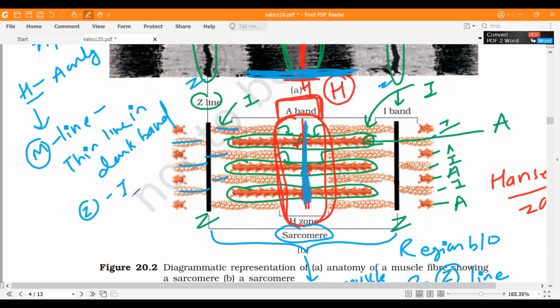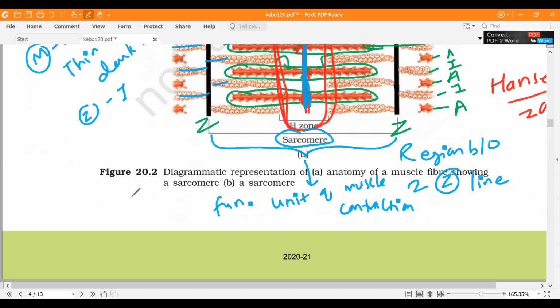Okay, so next is about what will happen during the contraction. It is also very important to understand. There are some questions depending upon that.